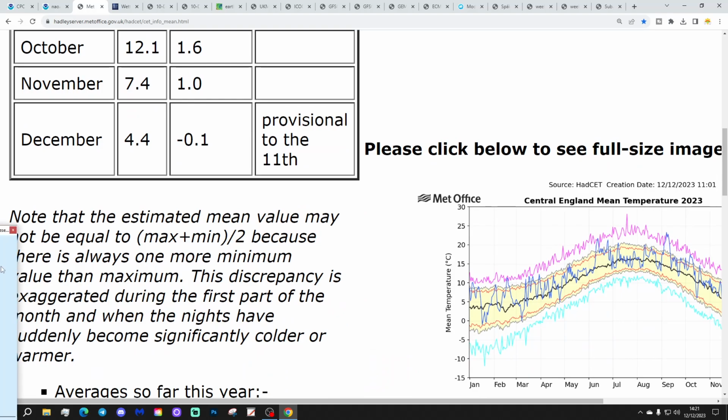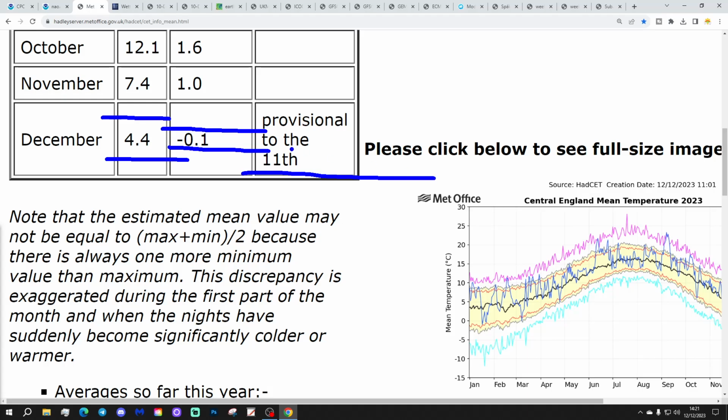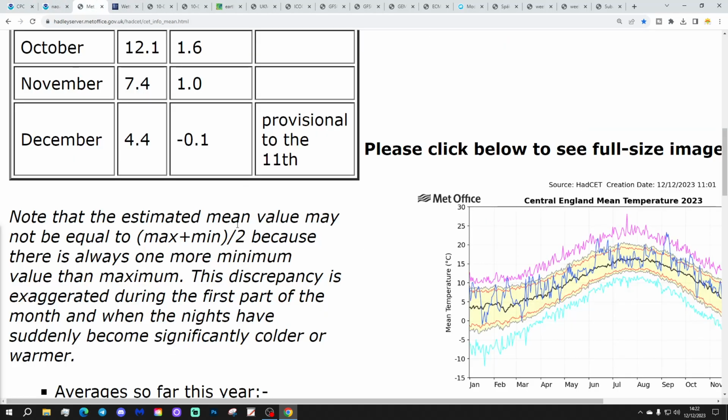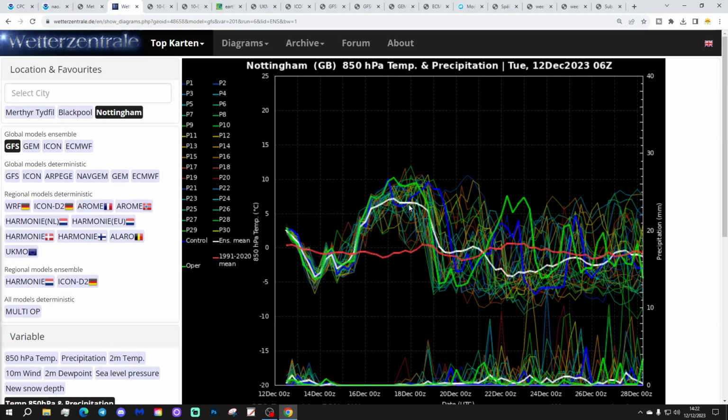Right, central temperature continuing to tick up. We're now sitting at 4.4, which is 0.1 of a degree below the 6.9 average. This updates tomorrow, that's provisional to yesterday, the 11th. When this updates tomorrow to the 12th of December, that will be above average, I think. And if the AO or the NAO are anything to go by, it will probably be above average as we go through the rest of December, certainly till Christmas anyway.